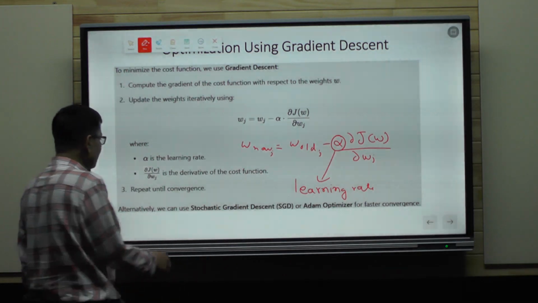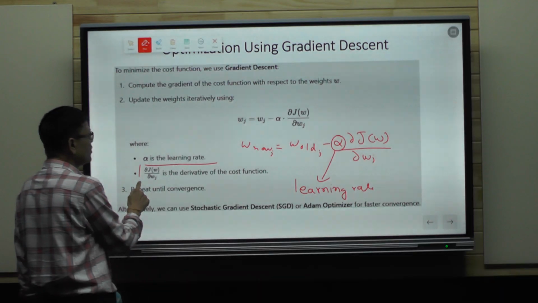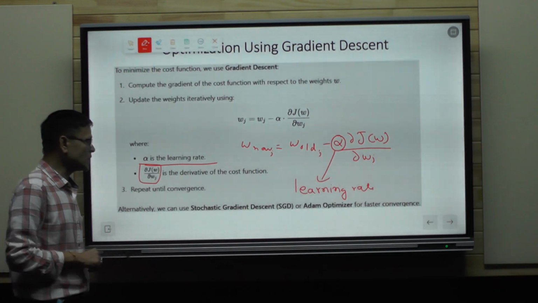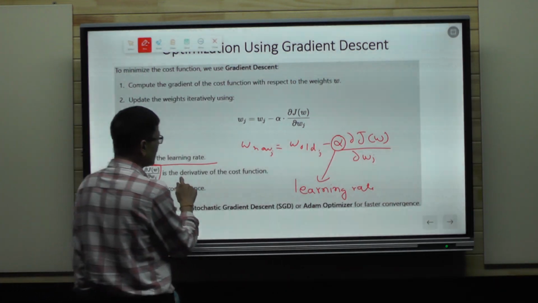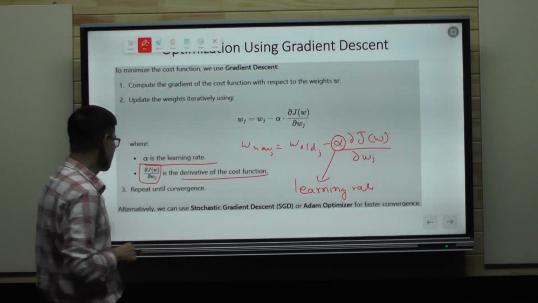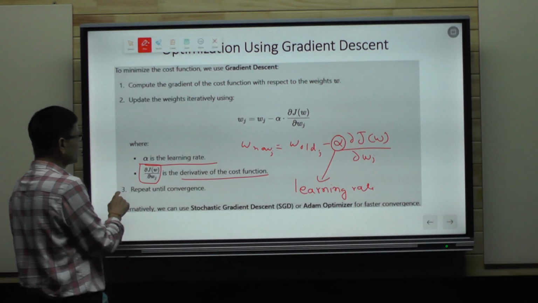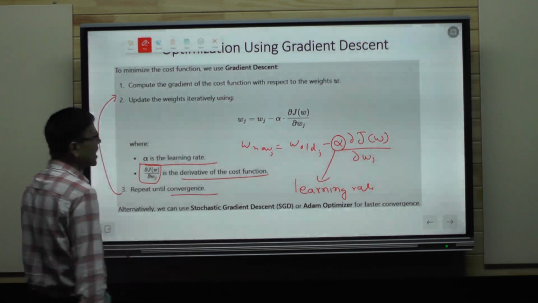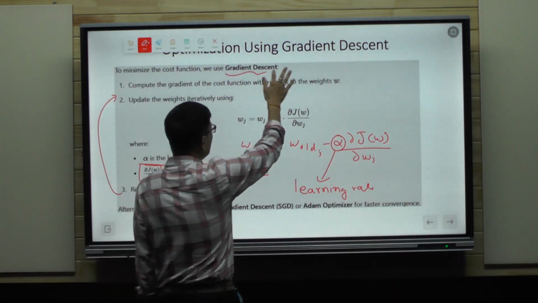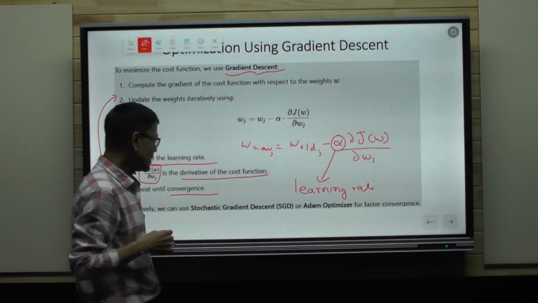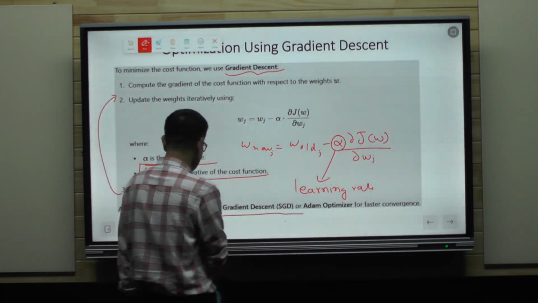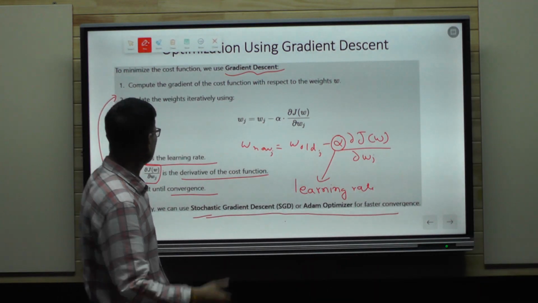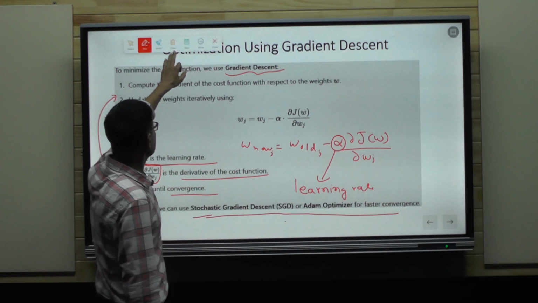Okay. So alpha is the learning rate, and del J(w) divided by del Wj is the partial derivative of the cost function, the log loss. And what the algorithm says is, keep on repeating until they converge. Gradient descent is not the only algorithm. Okay, you can use stochastic gradient descent or the Adam optimizer also for faster convergence. There are many algorithms that can achieve the same effect.